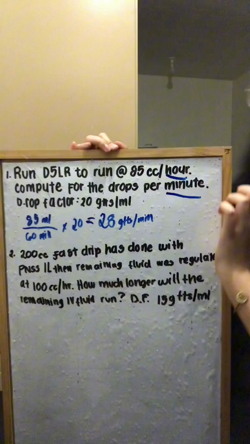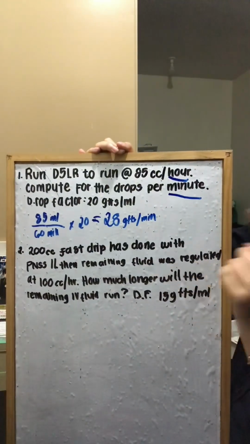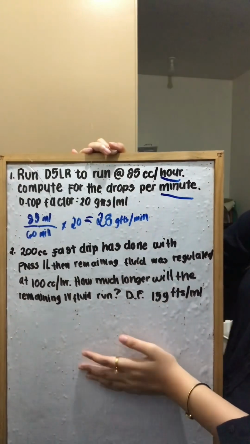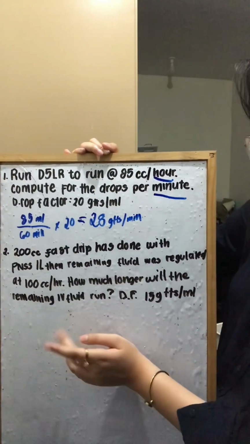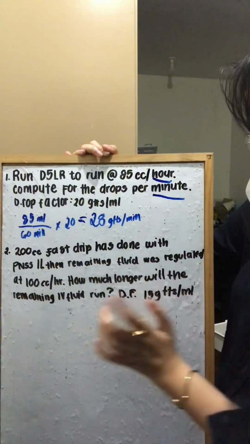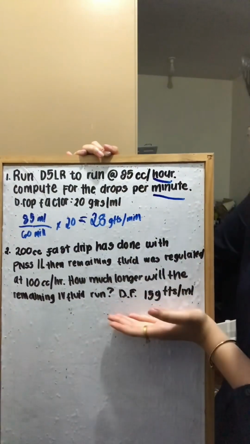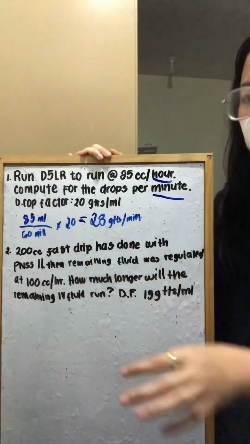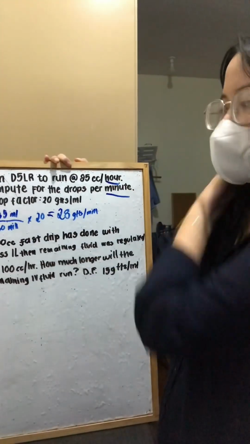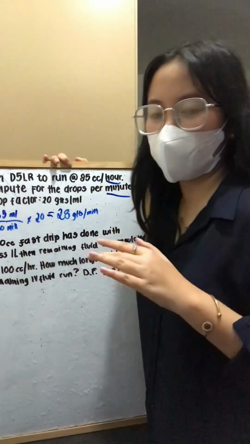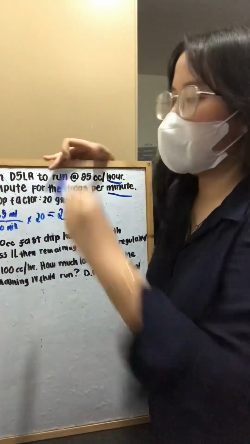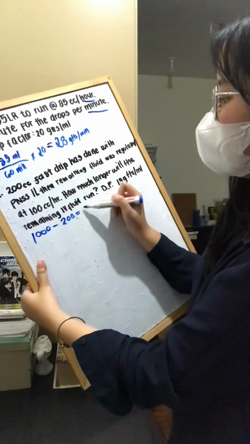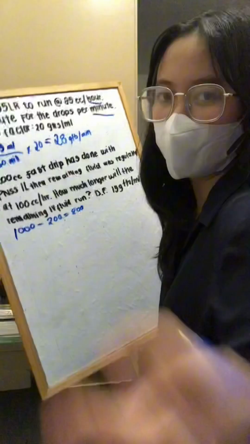Okay, so number 2 natin. Ang question is, 200cc fast drip has done with PNS 1 liter, then remaining fluid was regulated at 100cc per hour. How much longer will the remaining IV fluid run? And dagdag din ang factor which is 15 gtts per mL. So, paano siya i-compute? Convert mo muna yung 1 liter. Magiging 1,000 mL yun. So, total IV fluid na 1,000 minus mo sa na-consumed na 200. Ang remaining natin is 800.